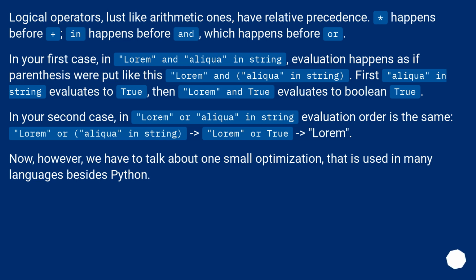In your second case, lorem or aliqua in string, evaluation order is the same: lorem or (aliqua in string), lorem or true, lorem. Now, however, we have to talk about one small optimization that is used in many languages besides Python.